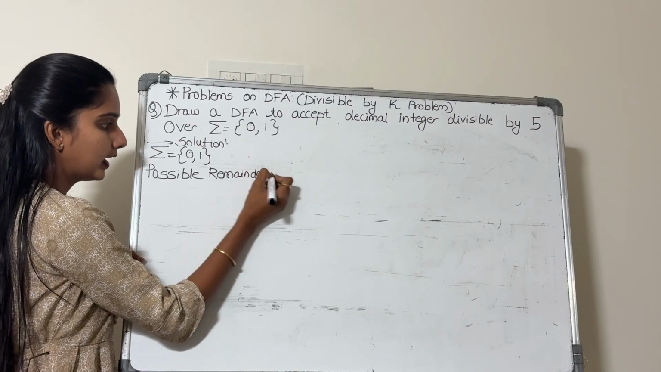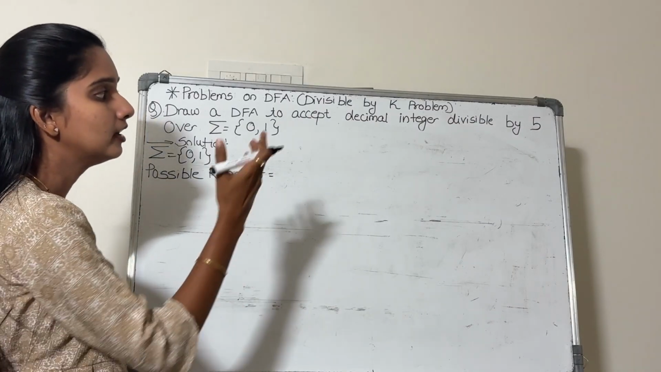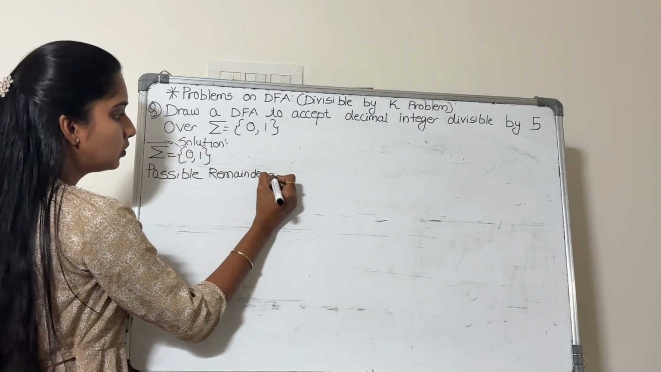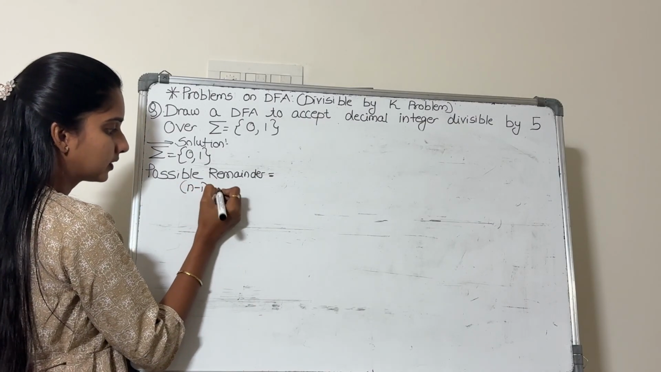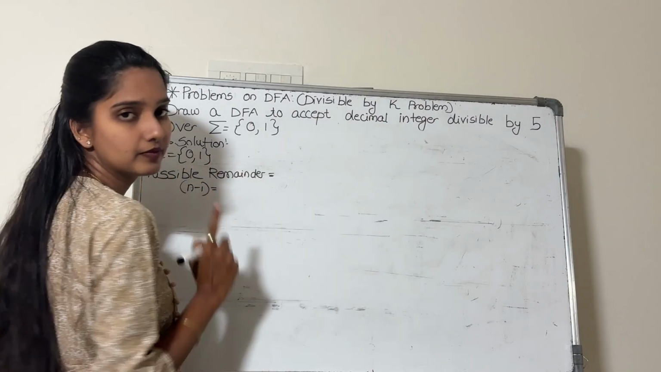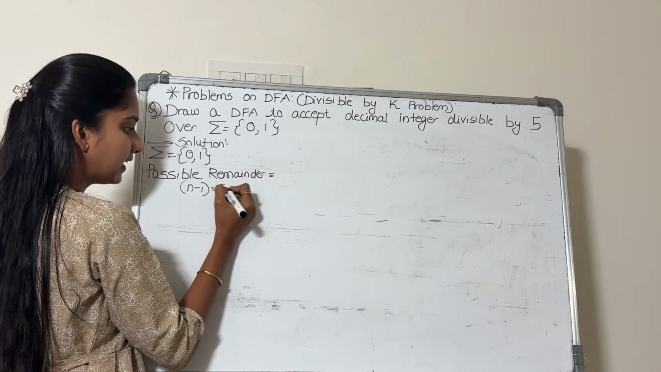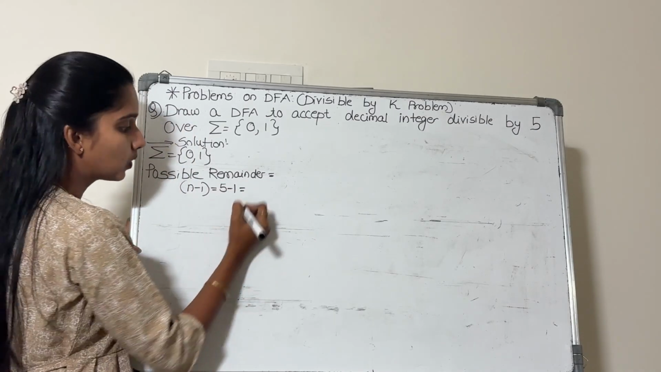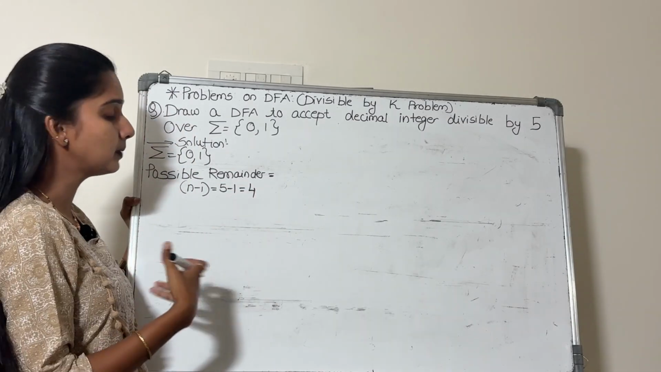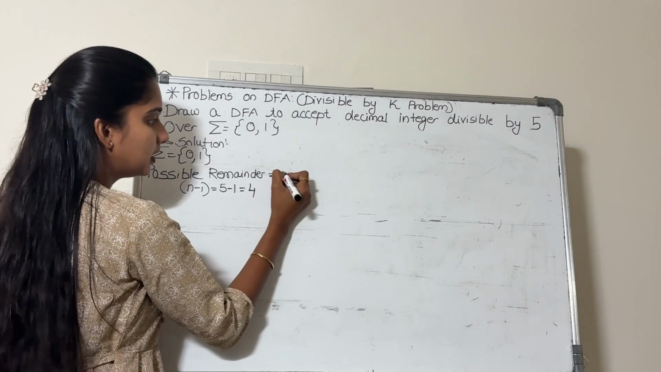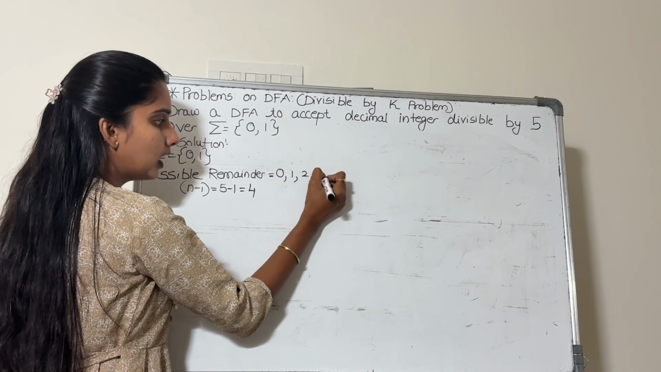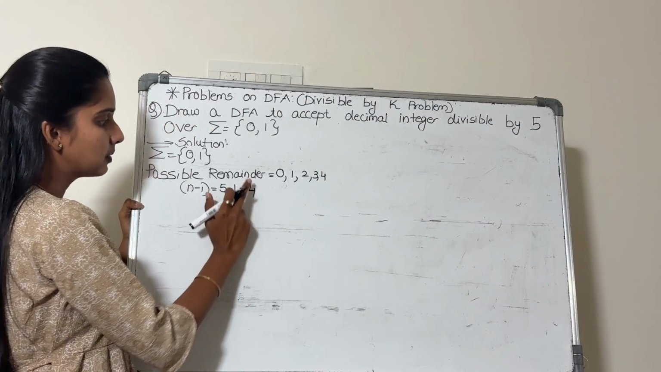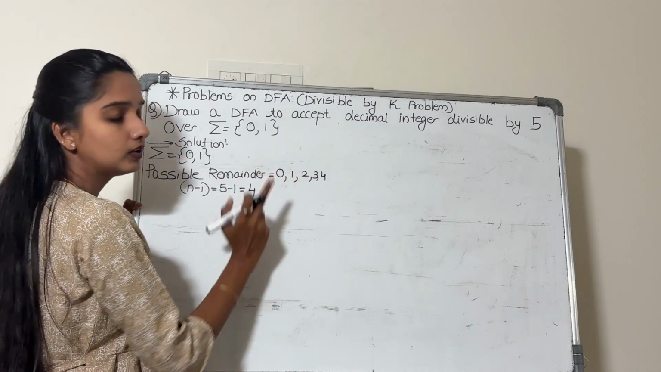To find the possible remainders I get if I divide any number by 5, we apply the formula n minus 1, where n is the number which is given to you. So n is 5, minus 1. So 5 minus 1 is 4. So what are my possible remainders? The possible remainders will be 0, 1, 2, 3 up to 4.